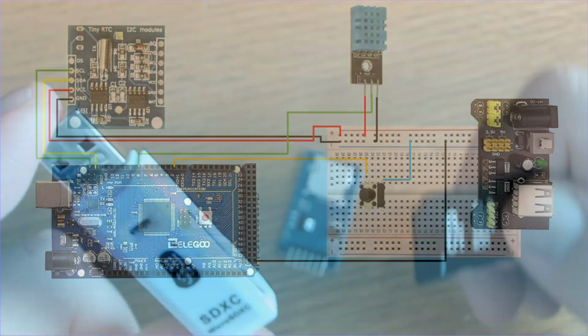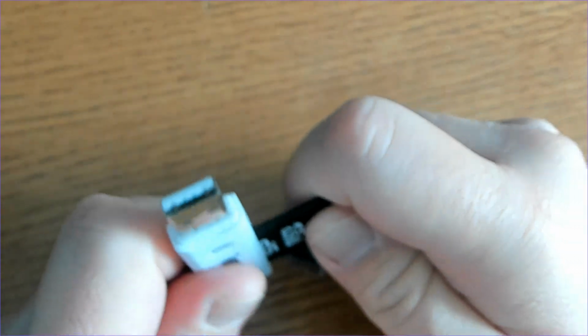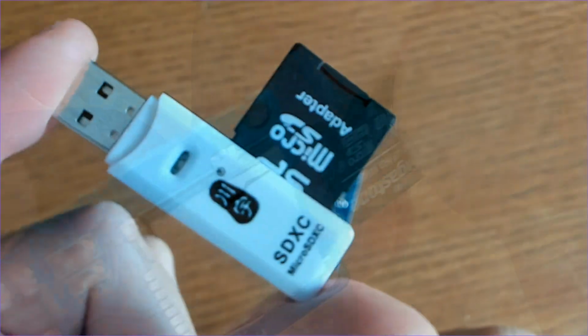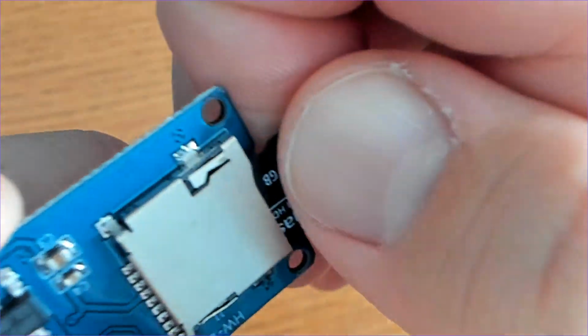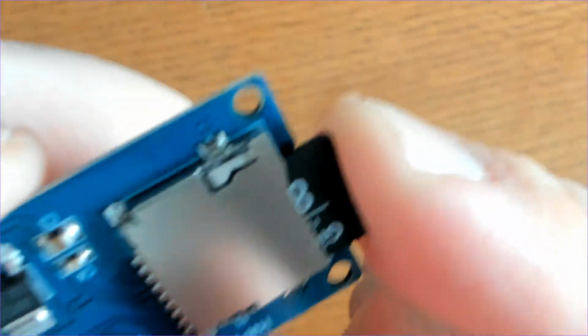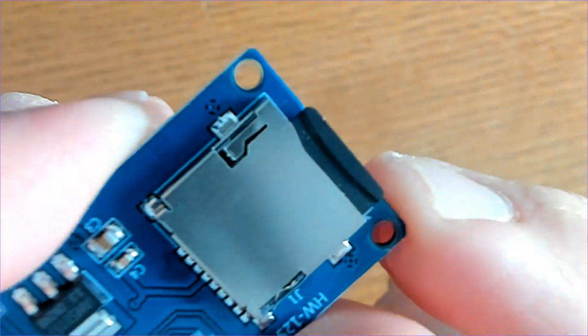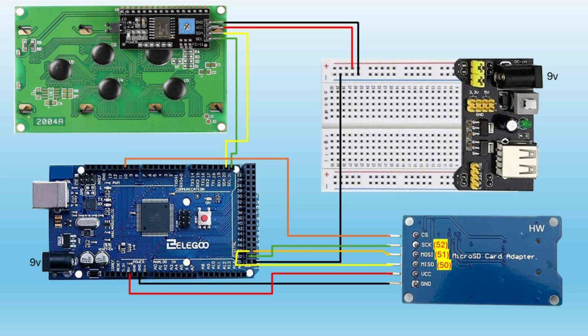Now it's time to format my microSD card. I'm going to connect it to my computer and format it for FAT32 before I do anything. Now that it's formatted, I'm going to place the microSD card in the onboard socket, and I'm ready to go. Here's a diagram that shows the connections of my microSD card module.